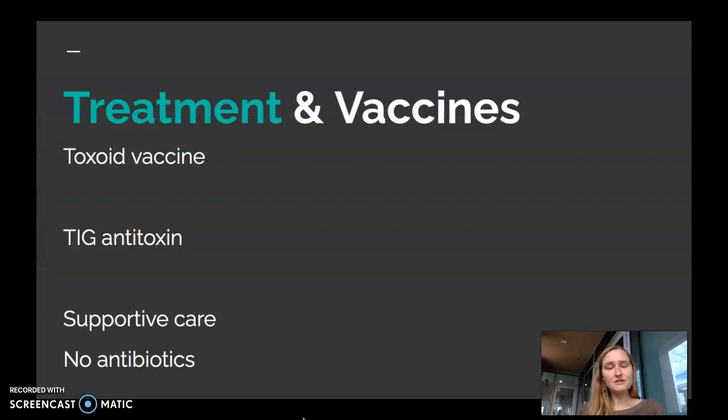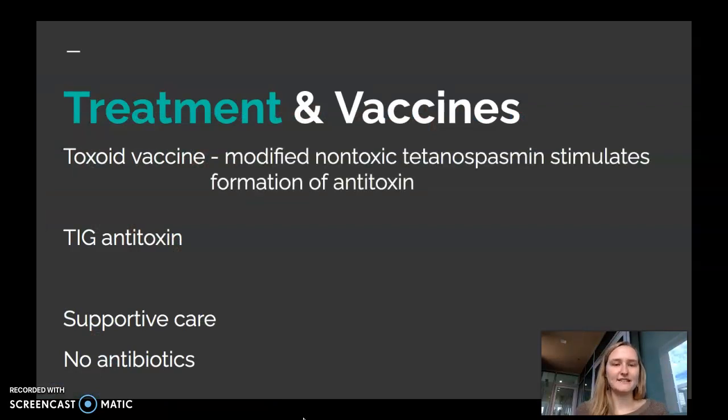The treatments that there are is the toxoid vaccine, which you can get in conjunction with diphtheria and pertussis, so you get Tdap. They take the tetanospasmin and turn it into a non-toxic form, and by putting it in, it's kind of similar to a live attenuated virus idea, where it's a weakened form of it, which therefore stimulates the formation of the antitoxin.